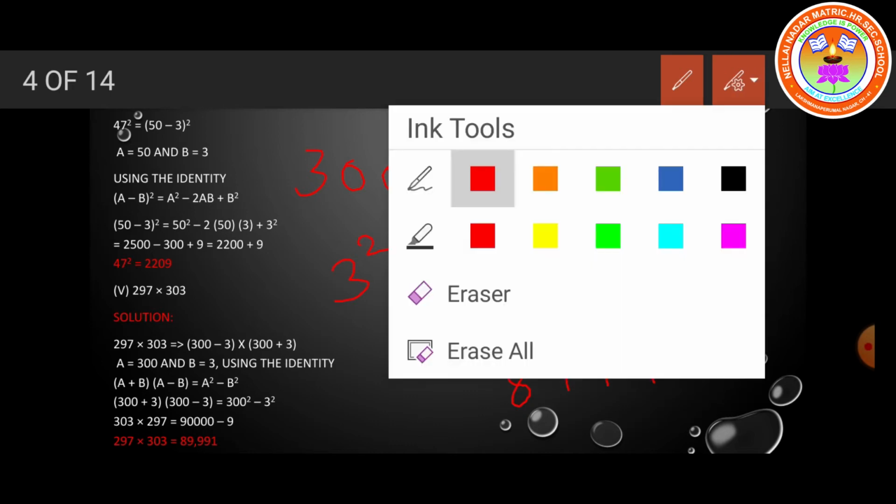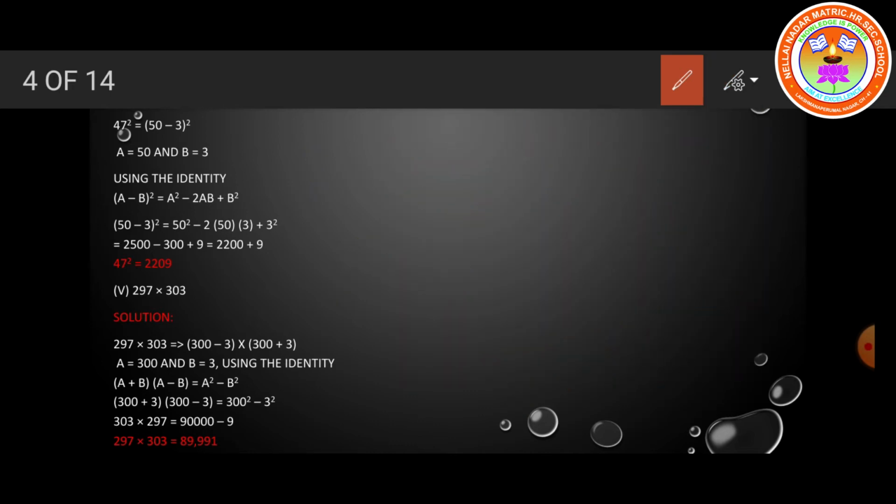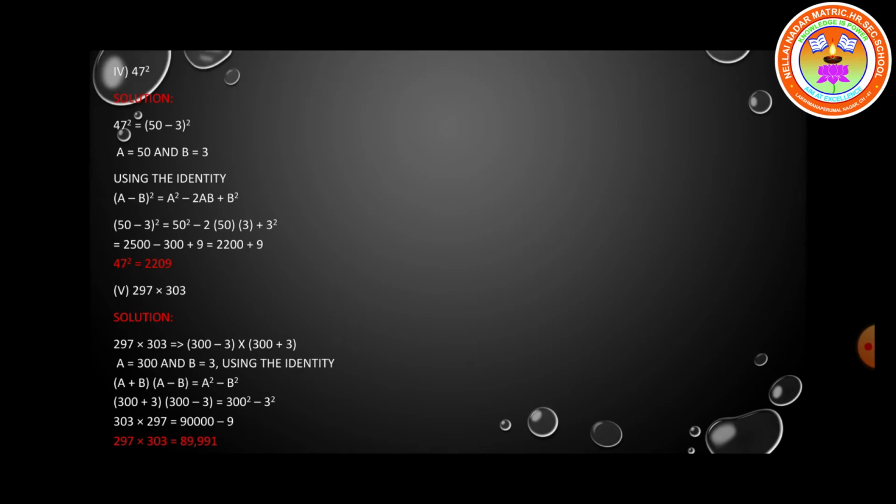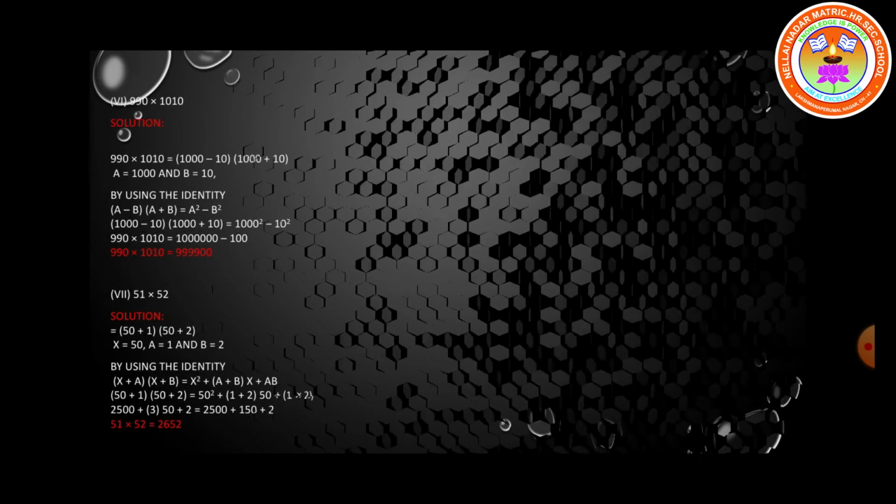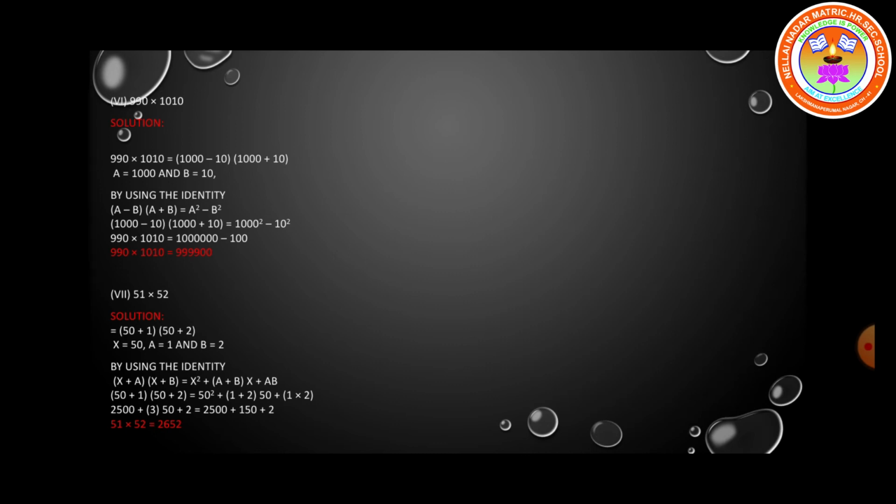Sixth one, what is there? We have to see this sixth sum. 990 into 1010. How to write that one? 990, second one 1010. Both the numbers are close to the same number. So 990 can be written as 1000 minus 10. Then 1010 can be written as 1000 plus 10.